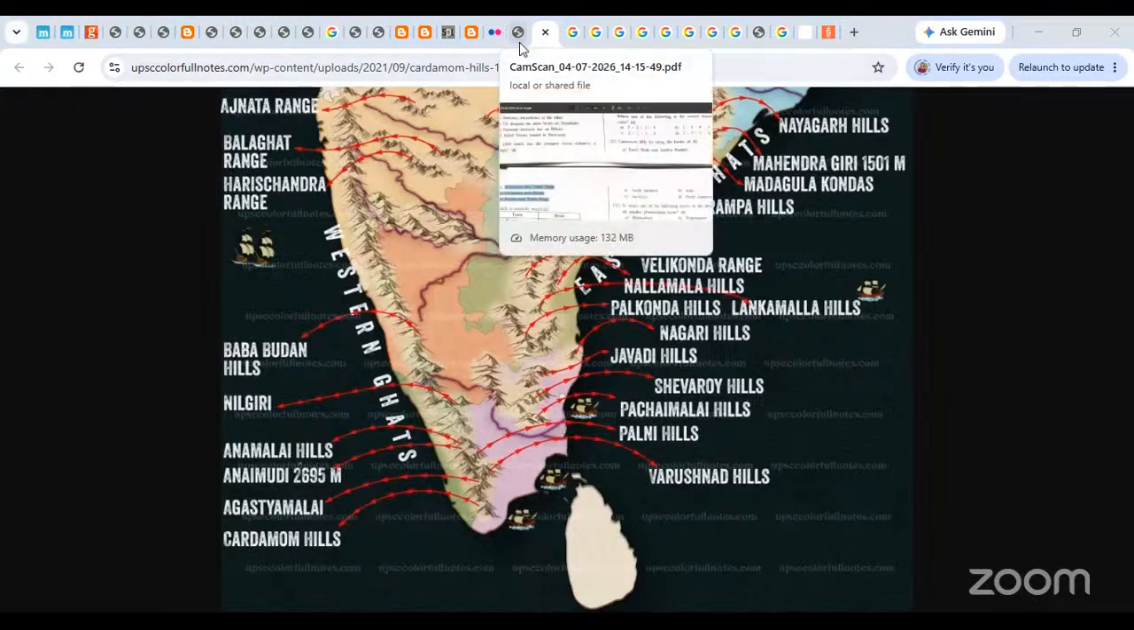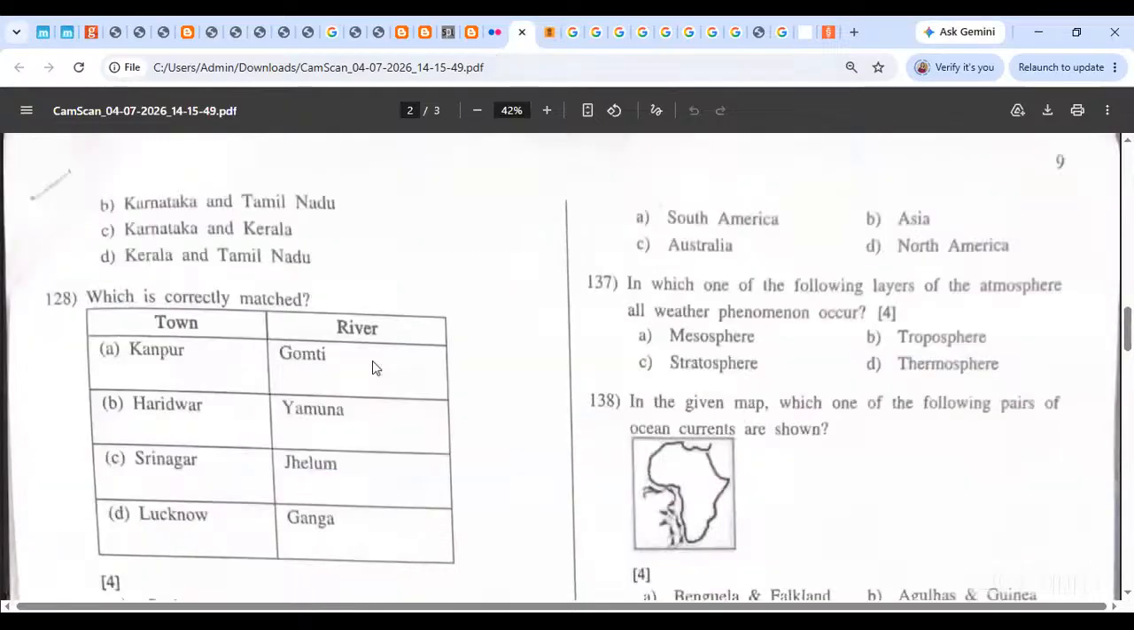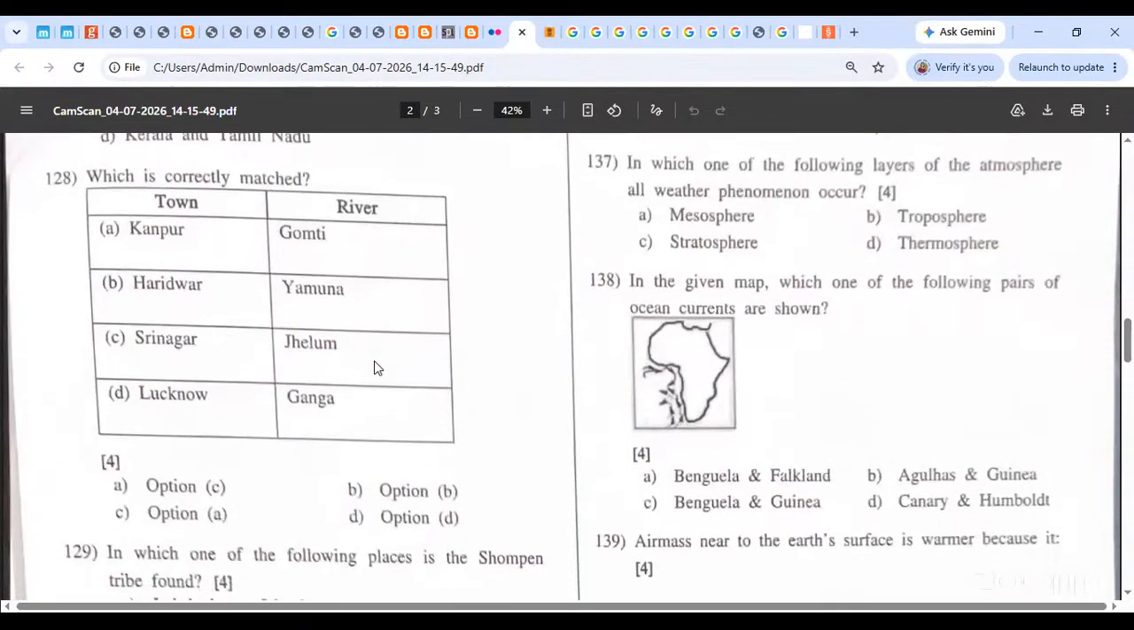Moving forward. We're done with hills, right? Question 128. Which is correctly matched? You have the towns and the rivers on whose banks these towns lie. Your options are Kanpur, Haridwar, Srinagar, and Lucknow. The options are Kanpur on Gomti, Haridwar on Yamuna, Srinagar on Jhelum, or Lucknow on Ganga.